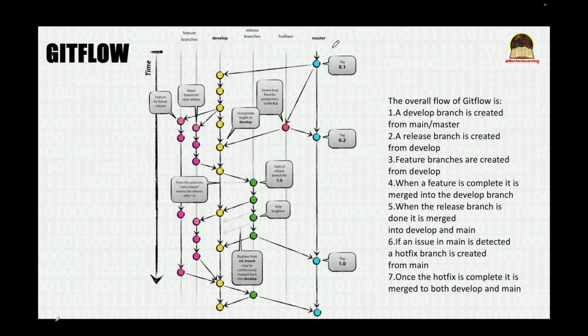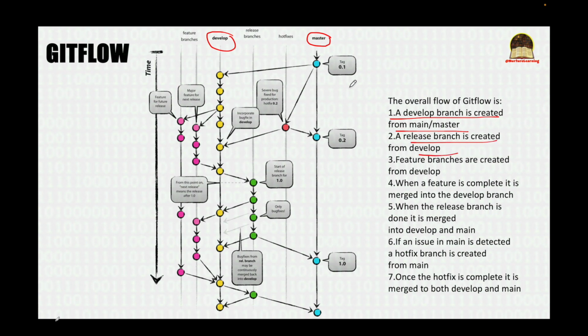Okay, so we already saw the definition of the master branch. Master branch and develop branches are the long living branches. The rest of the branches are created and deleted when their purpose is met or solved. So the develop branch is created as a first step. The develop branch is created from the main, also known as master branch. A release branch is created from the develop.